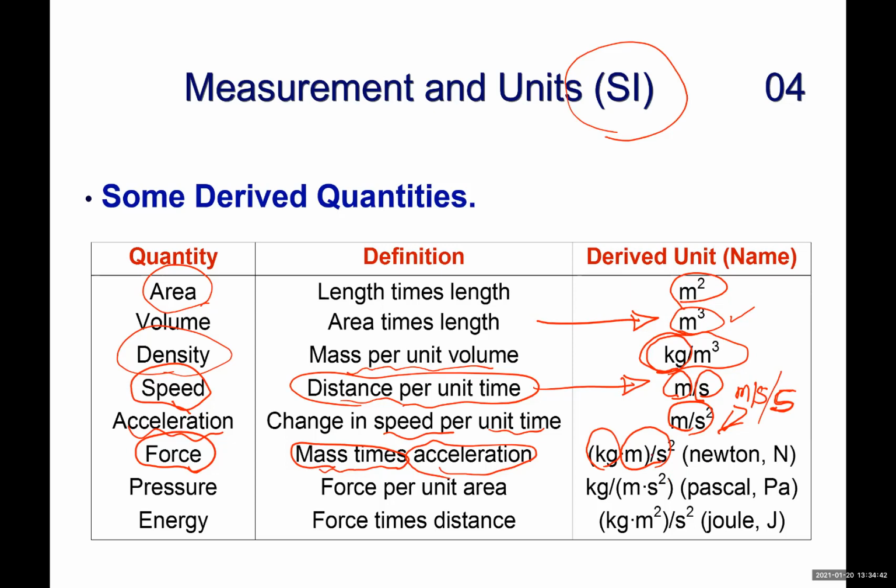Kilogram meter per square second is defined as the unit of force, which is called Newton. Now, what is the definition of pressure? Force divided by unit area.